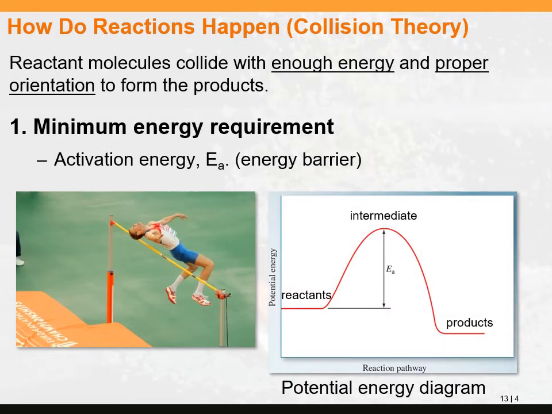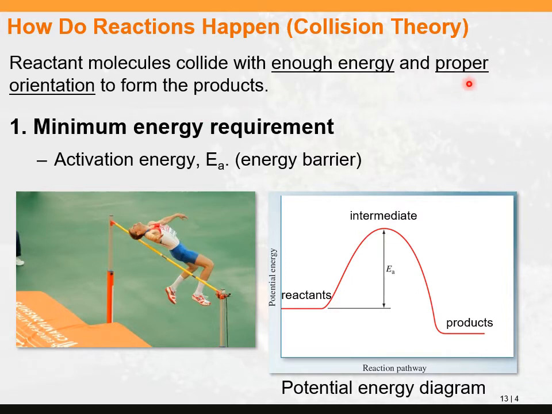During a chemical reaction, the reactant molecules collide, resulting in the rearrangement of atoms to form the products. This is the basis of the collision theory. However, not every collision is successful. There are two requirements for a collision to yield the products. The reactant molecules must collide with enough energy, and they must do so with proper orientation.